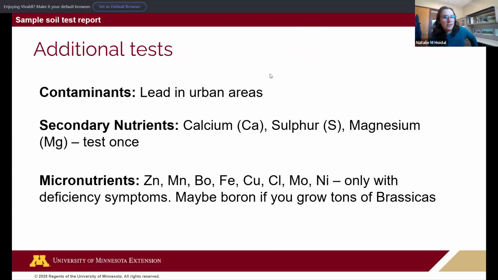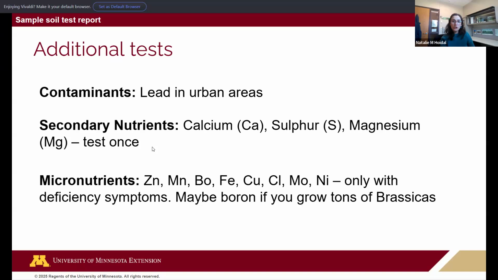All right, so what about these other things? Should we be doing the additional tests? There are all these add-on tests you can choose to do when you take a soil test. Contaminants, I think it's worth testing for lead, especially in an urban area or if you're gardening near the foundation of an old building that may have had lead paint. You don't have to continue to test for lead, but it's worth doing once.